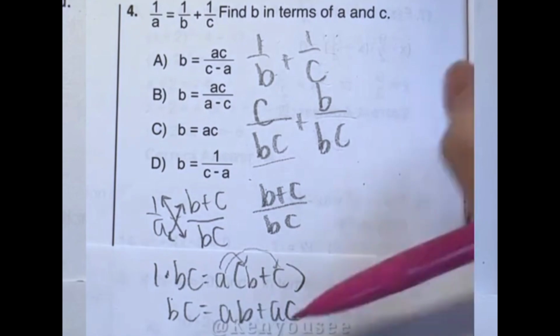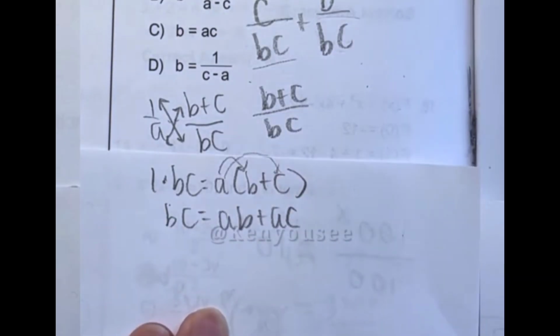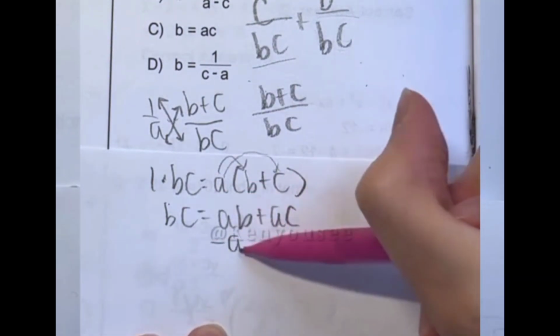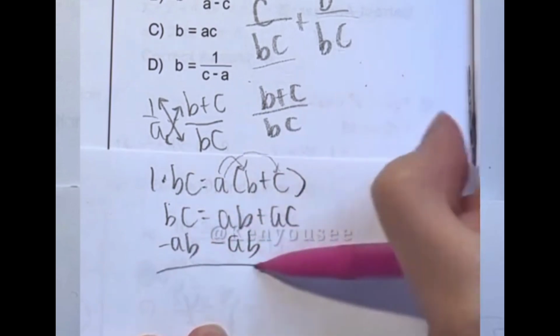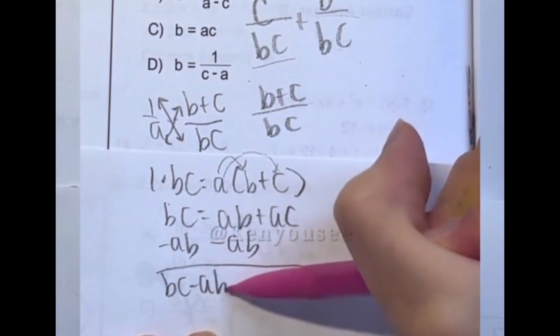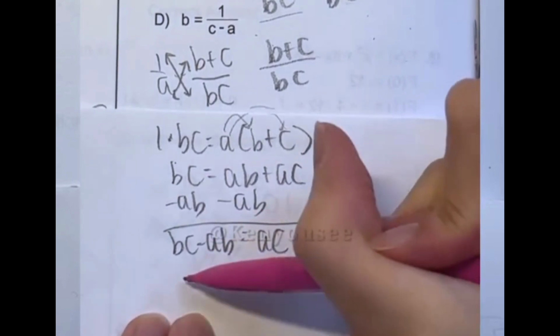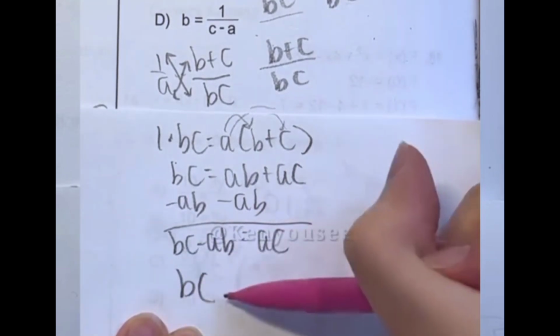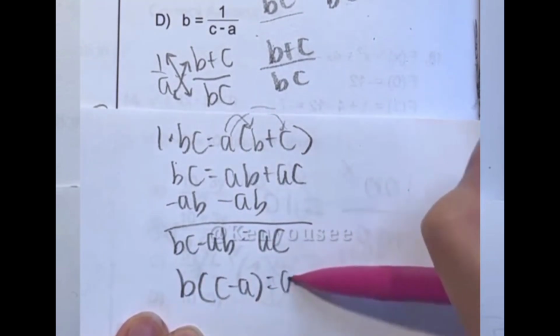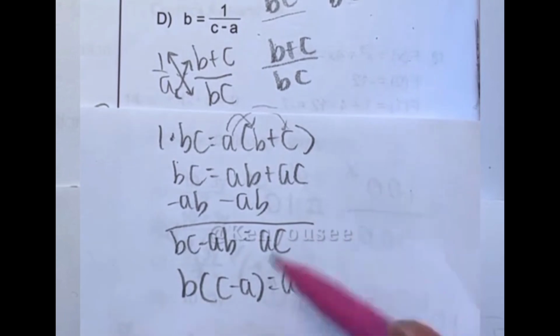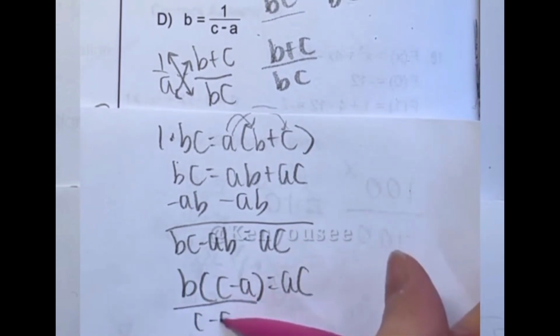And then I want all of the b variables on one side of the equation, so I'm going to subtract ab on both sides. That's going to give me bc minus ab is equal to ac. And then now I'm going to factor out b, which is going to give me b times c minus a is equal to ac.